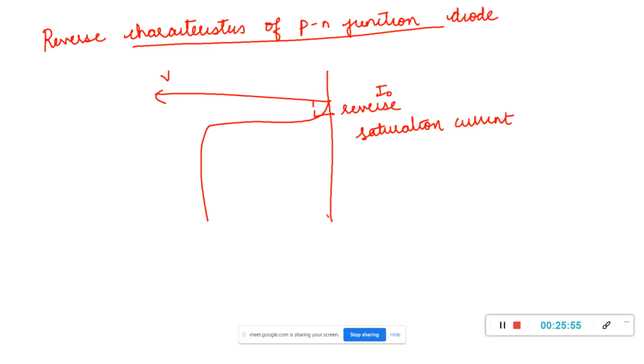Here we have voltage, here we have current. So current is negative, hence it is in the third quadrant. The reverse voltage applied across the diode is VR, while the current flowing in the reverse direction is IR, the reverse current. R stands for reverse. So the reverse voltage across the diode is VR, while the current flowing is the reverse current IR, flowing due to the minority charge carriers. So this graph of IR against VR is called the reverse characteristics of the diode.